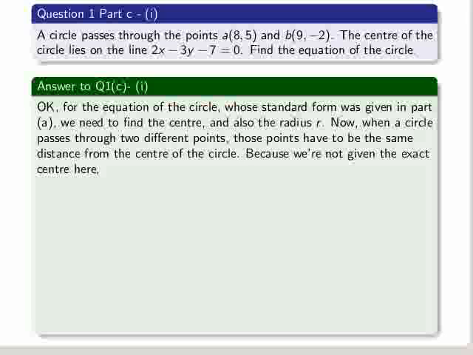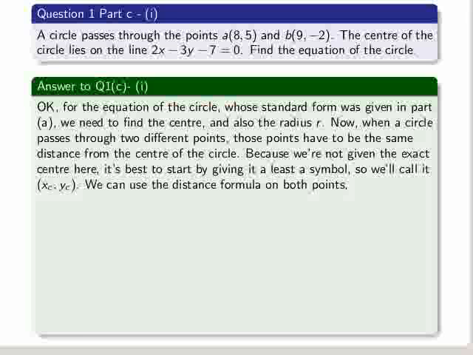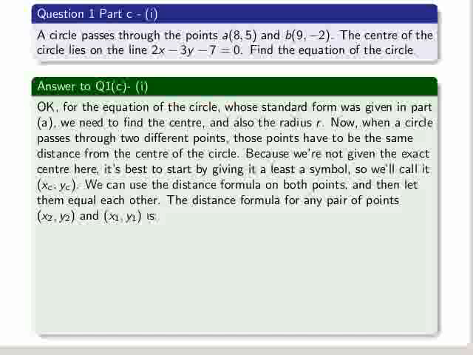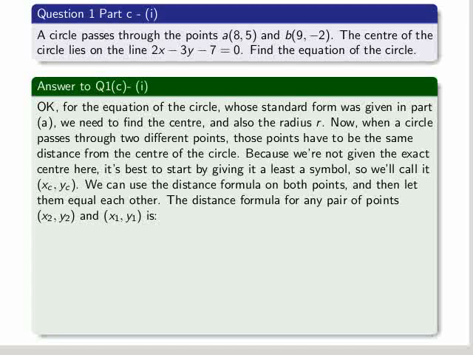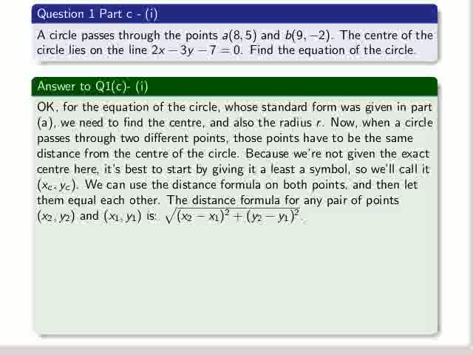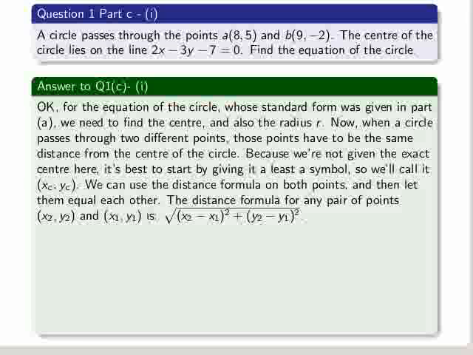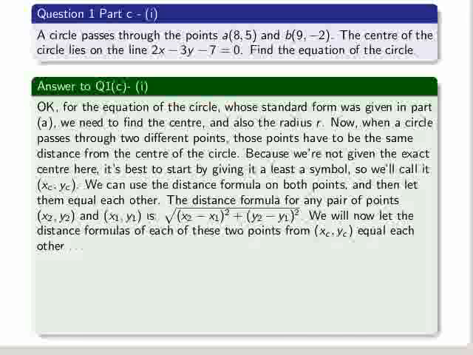Because we're not given the exact centre here, it's best to start by giving it at least a symbol, so we'll call it xc, yc. We can use the distance formula on both points and let them equal each other. The distance formula for any pair of points x2, y2 and x1, y1 is, as we've more or less already seen, x2 minus x1 all squared plus y2 minus y1 squared, and the square root is taken of that sum. We will show that the distance formulas of these 2 points from xc, yc equal each other.